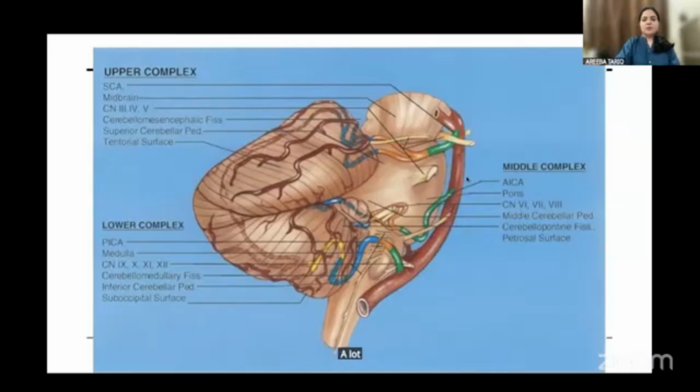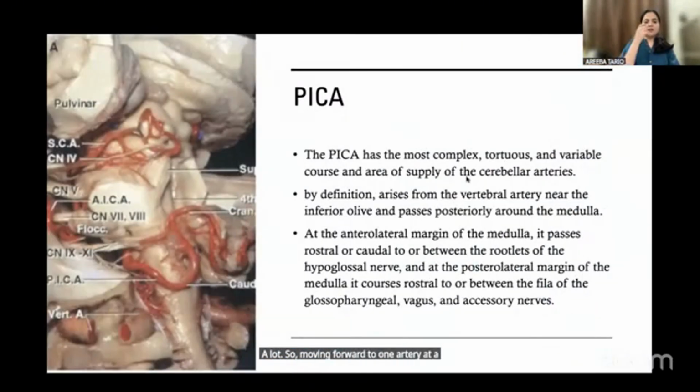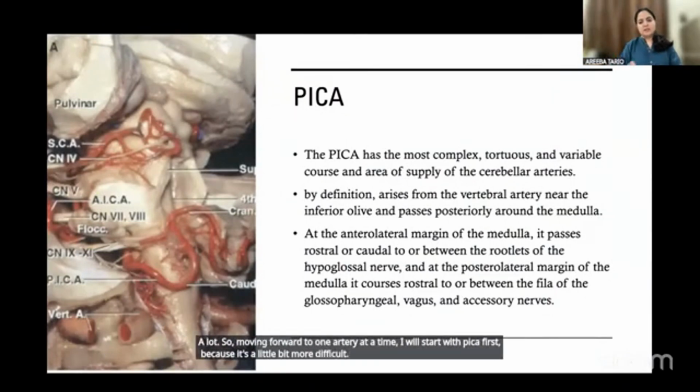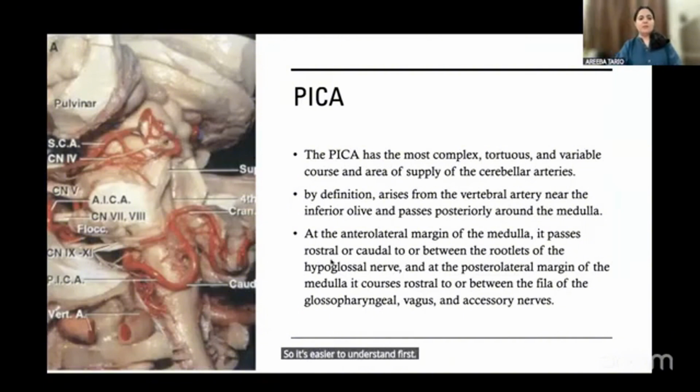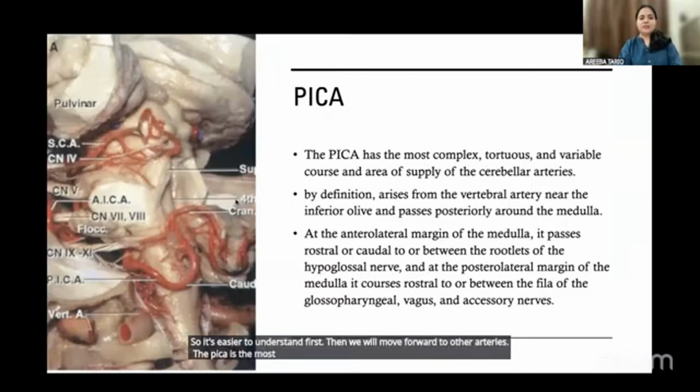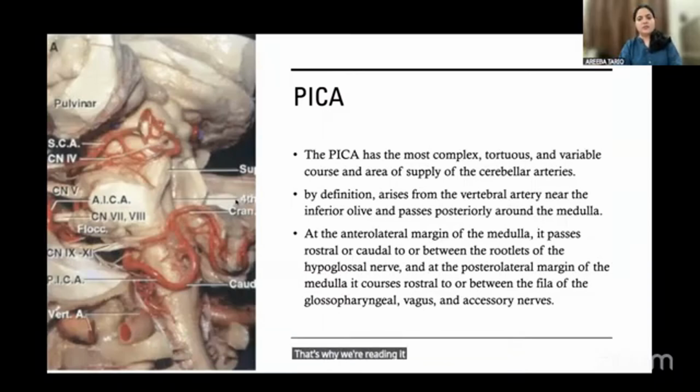So moving forward to one artery at a time, I will start with PICA first because it's a little bit more difficult. So it's easier to understand first, then we will move forward to other arteries. PICA is the most complex, that's why we're reading it first. It has a tortuous and variable course, and an area of supply of cerebellar arteries.